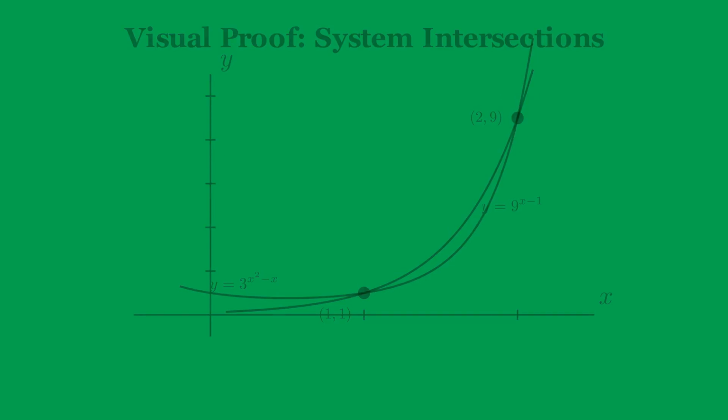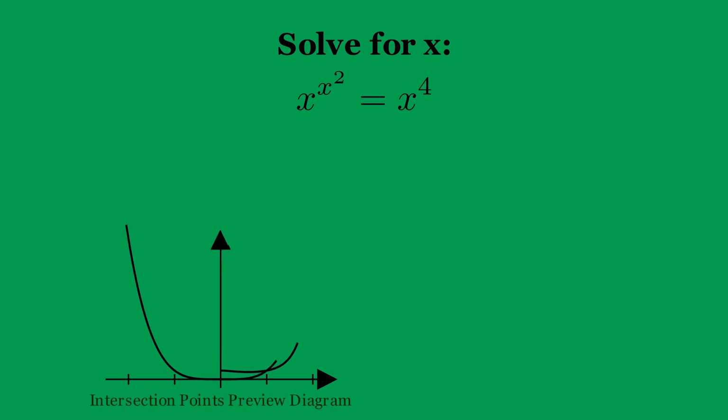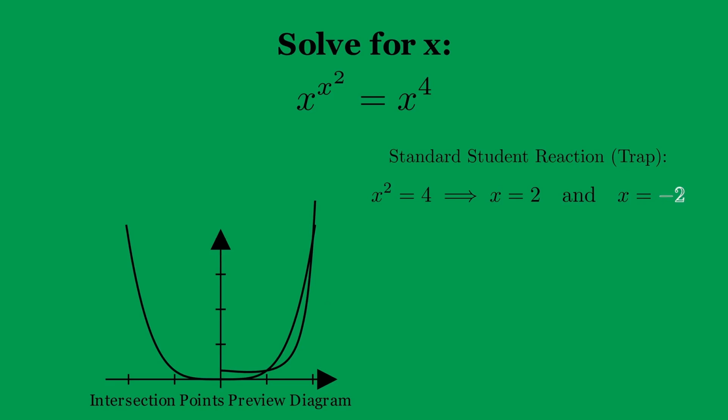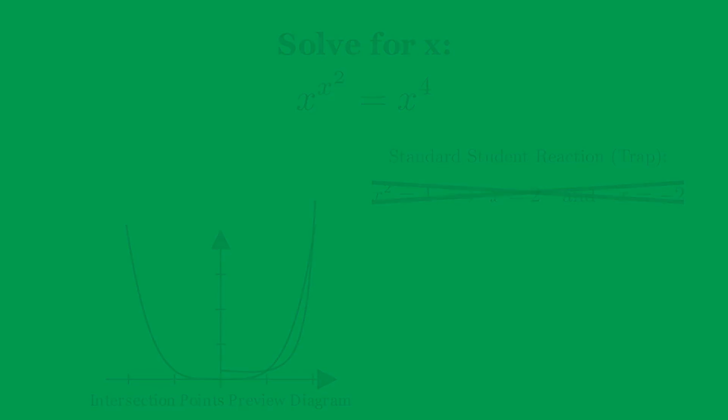Problem 3. Now let's solve our third and most interesting equation. X raised to the power of x squared equals x raised to the power of 4. Looking at the graph, we can already see that the curves intersect several times. Many students immediately equate the exponents and write x squared equals 4. This gives the solutions x equals 2 and x equals negative 2. Although these are correct, they are not the complete solution set. Before comparing the exponents, we must first examine the special base cases.